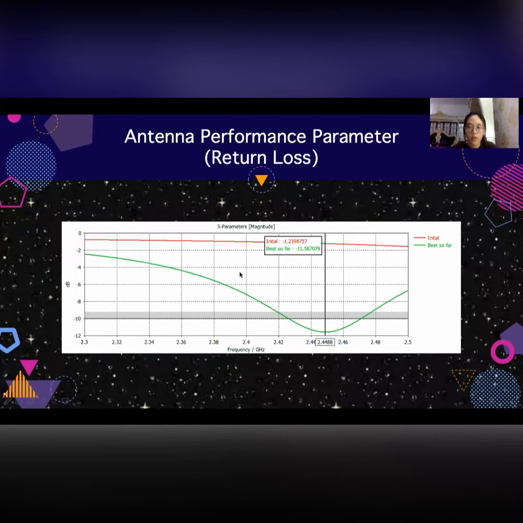Then after running the simulations, we got some antenna performance parameters. The first one is the return loss. We can see from this graph that the red one is the result from before the optimizations, and the green one is after the optimizations. So I can conclude that the result already fulfills the requirements of the antenna, because a good return loss value is less than or equal to negative 9.54, while I got negative 11.58.